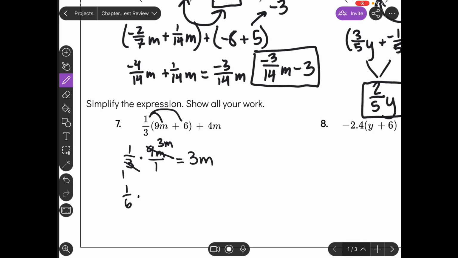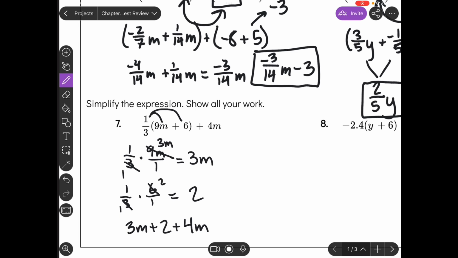1/3 times 6. I'm going to write 6 over 1. These can simplify to 2 and 1. This is just going to be 2. Putting it all together, I got 3m plus 2 plus 4m.